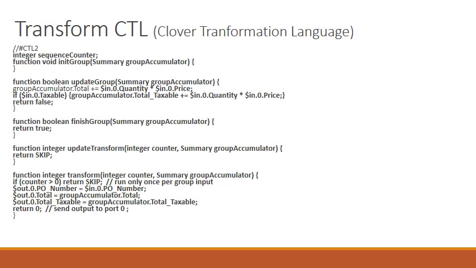One important thing to note is the group accumulator. Remember, the group accumulator metadata name is summary, and so summary is in the signature of each of these functions. I had to go in there and change it from where it said void metadata. I had to change it to summary so that the transformation worked correctly.